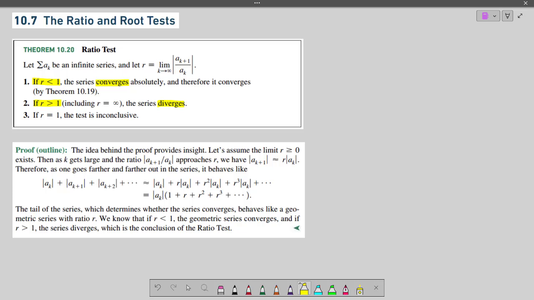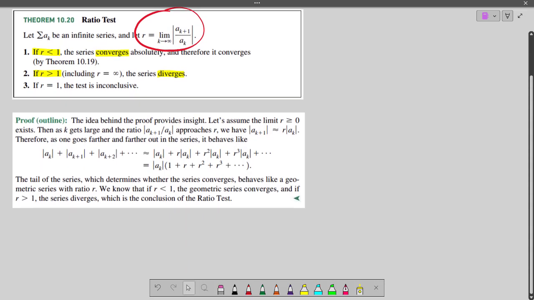So what we do is find this R value, this ratio. We do this limit, the limit of the ratio of consecutive terms, a sub k plus 1 over a sub k. And that's how we get this R. And if that R is less than 1, we have convergence. If it's greater than 1, we have divergence.